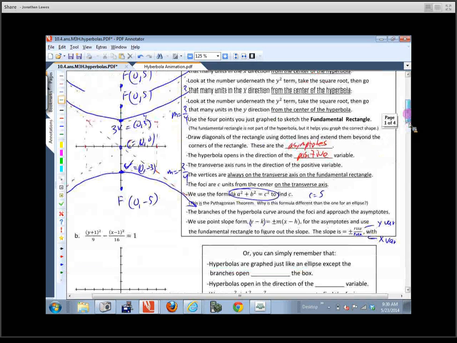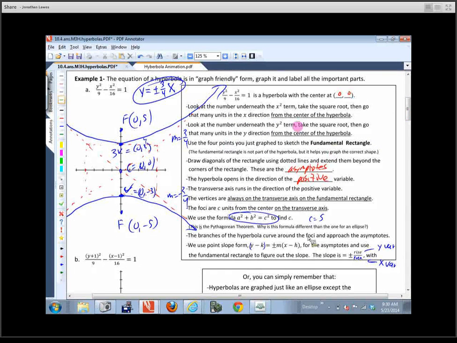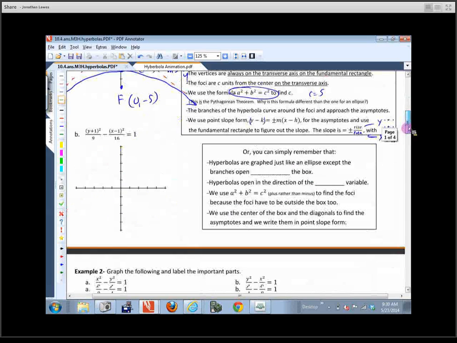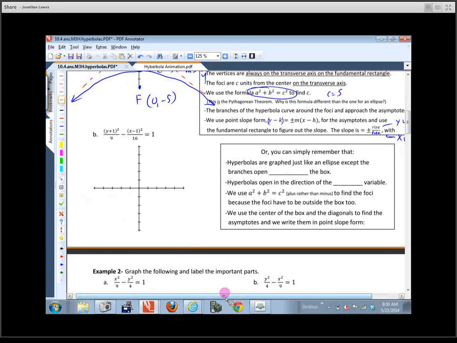Okay, this is a ton of information. Look how big that box is. Look at all those points. Okay? I think it's a lot easier to just think of it this way. Think of graphing a hyperbola just like you'd graph an ellipse, except for the branches open outside the box. A hyperbola is open in the direction of the positive variable.